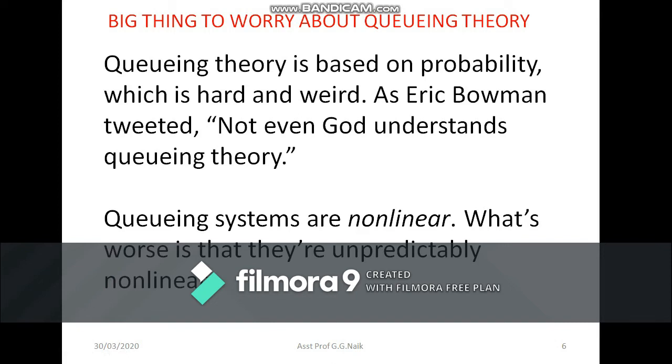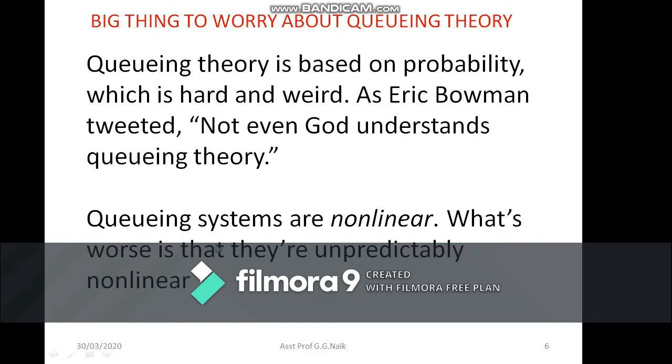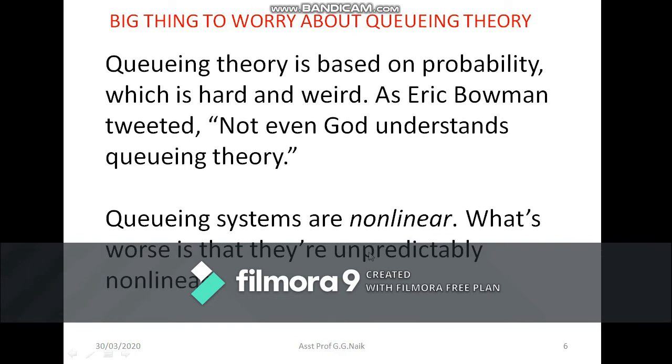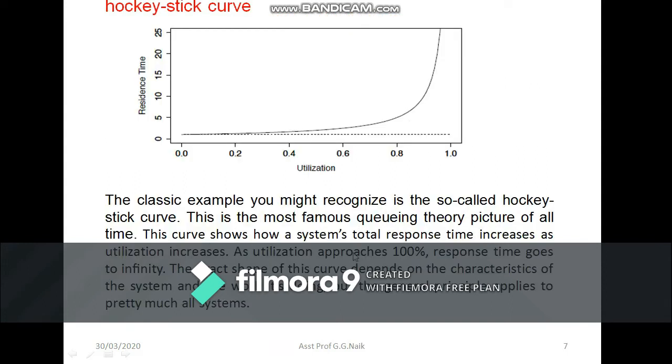Queuing systems are non-linear. This is a very big thing to worry about. What's worse is that they are unpredictably non-linear. That means we cannot predict how that non-linearity behaves and what exactly happens in queuing theory. So let us study this in more detail.